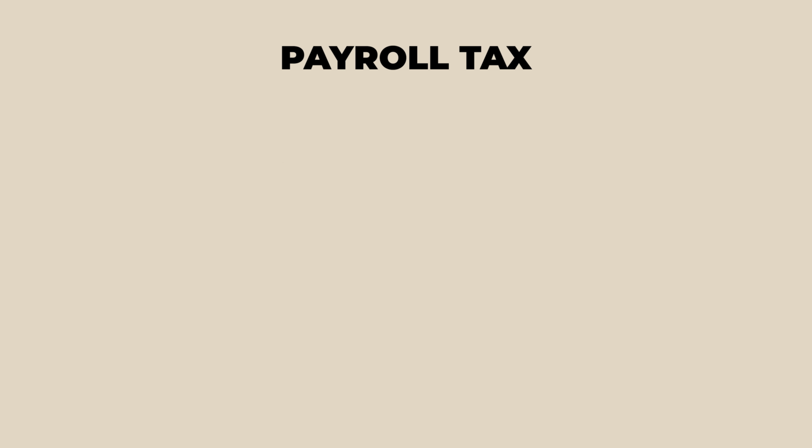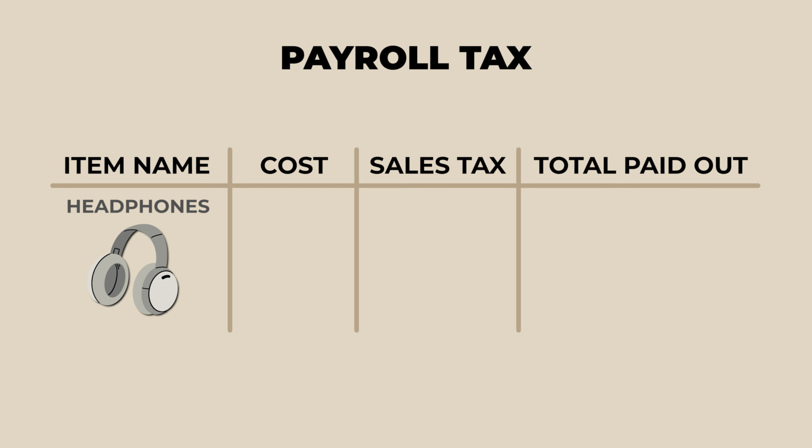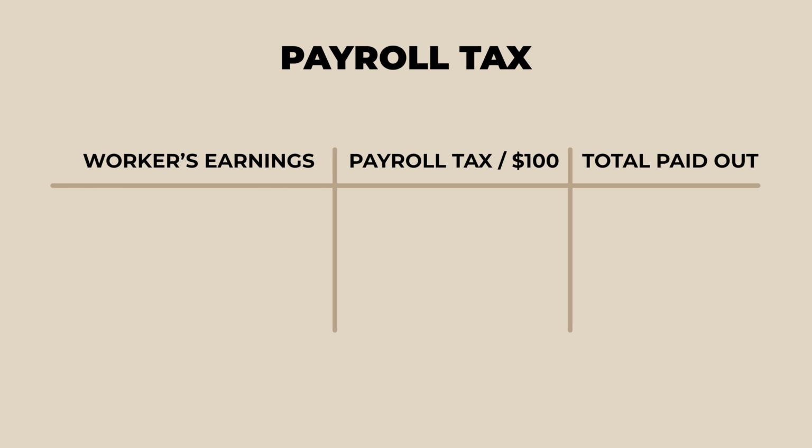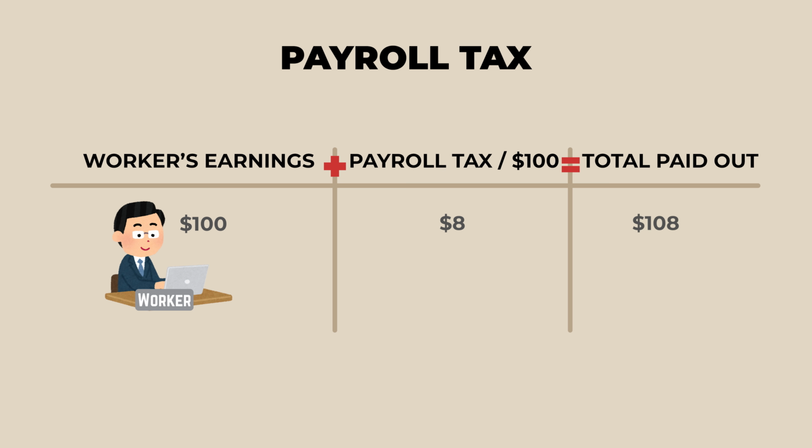So, for example, if you wanted to purchase some item that cost $100 and the sales tax was $8, you would wind up paying $108. It's the same idea when the boss pays the worker. If the worker earned $100 and the payroll tax, for example, was $8, the boss would wind up paying $108 for every $100 that the worker earned. So it works just like a sales tax, but it's based on the amount an employer pays an employee.